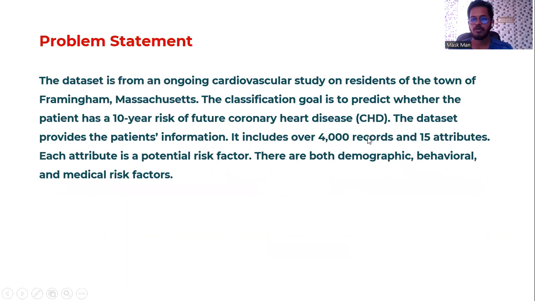The problem statement of our project is that the data set provided is from an ongoing cardiovascular study on residents of the town of Framingham, Massachusetts. The classification goal is to predict whether the patient has a 10-year risk of coronary heart disease. The data set has patients' information, like the behavioral and medical condition of the particular patient, and it includes over 4,000 records.